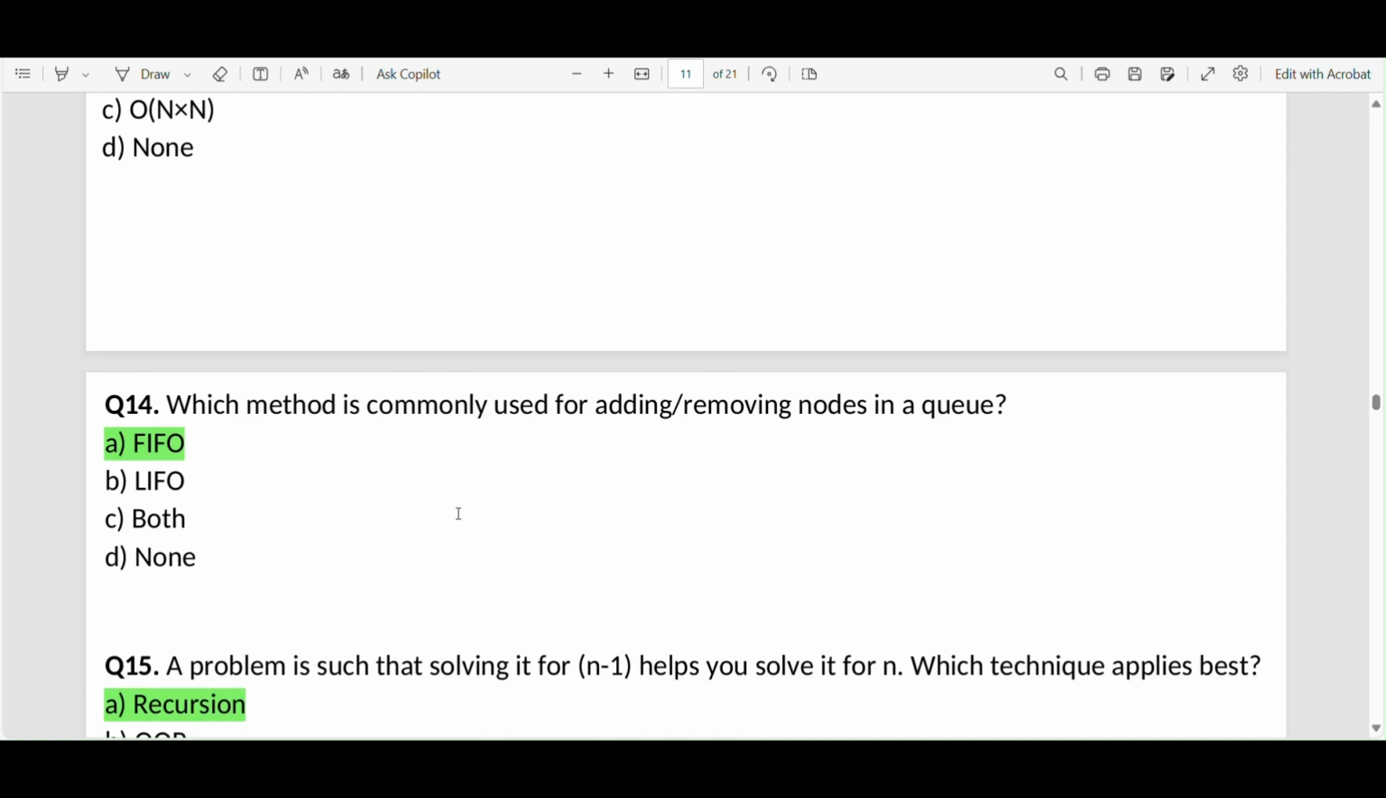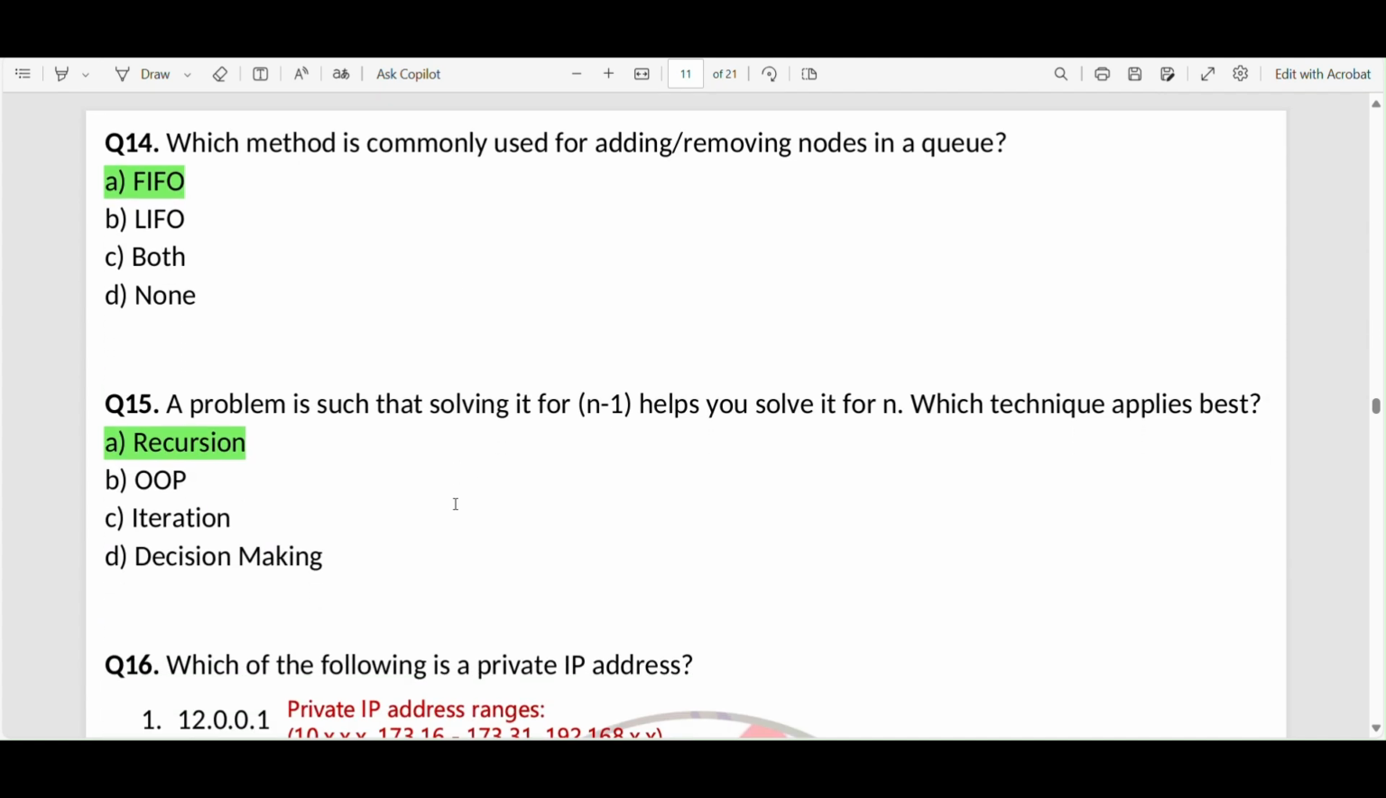Address and integer. Then moving on to the next question, the 14th question: which method is commonly used for adding or removing nodes in a queue? Right, that is nothing but queue. Here the main keyword is queue. The queue will be in this form, right? Open at both the sides, and we'll be having the items like this.